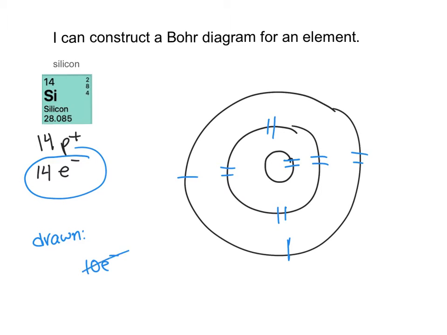So now I'm going to recount and make sure I've drawn 14. 1, 2, 3, 4, 5, 6, 7, 8, 9, 10, 11, 12, 13, 14 electrons I have drawn. So that means I have a neutral silicon atom right here.